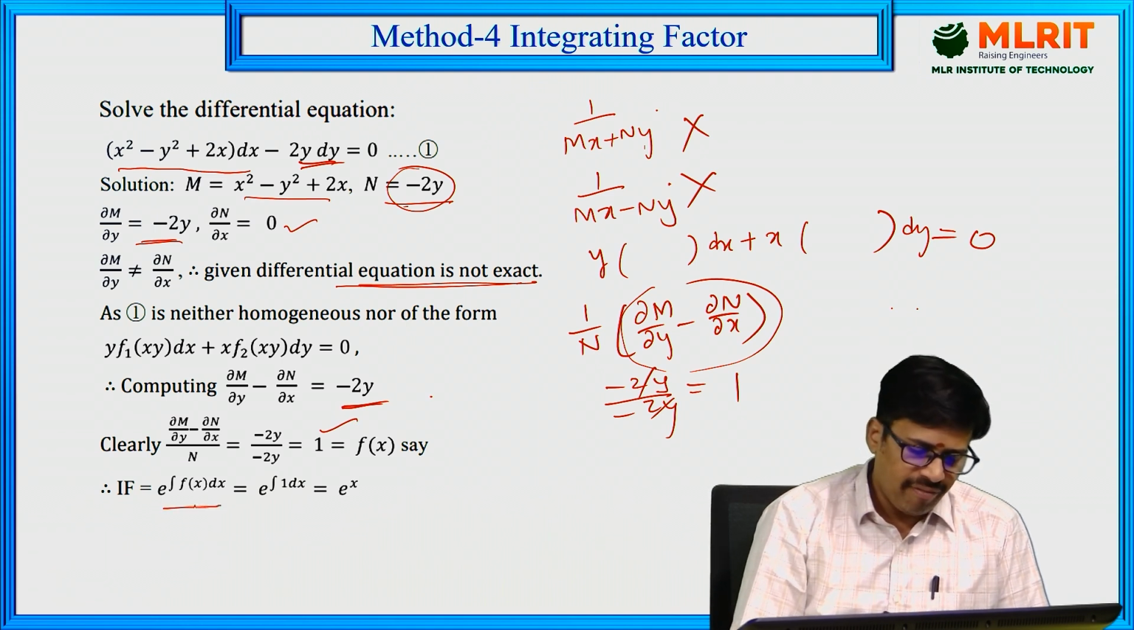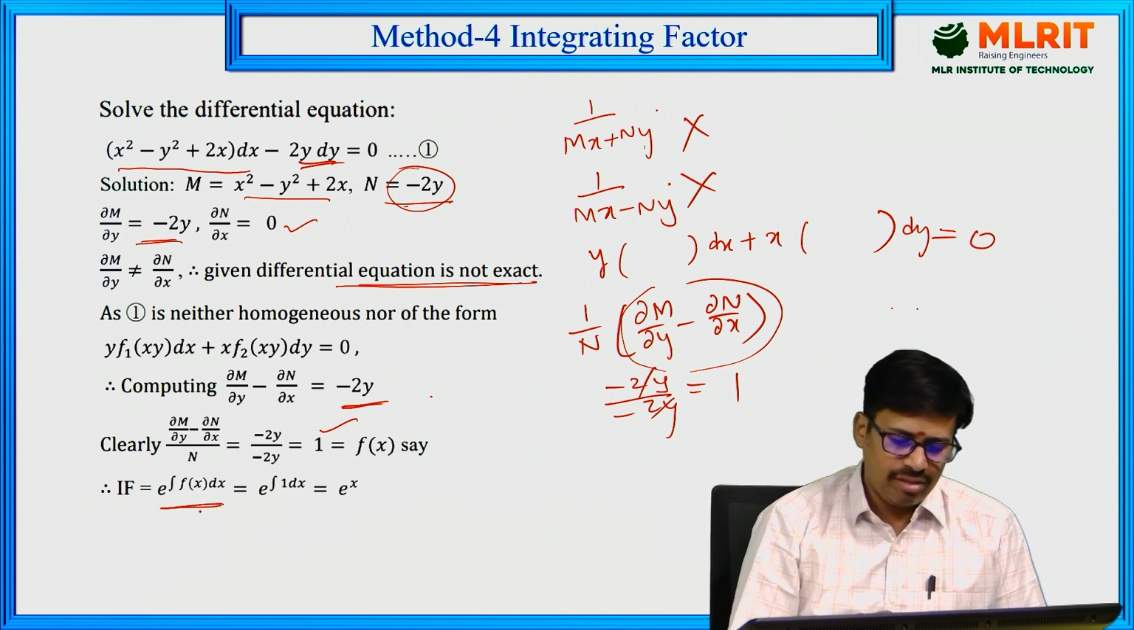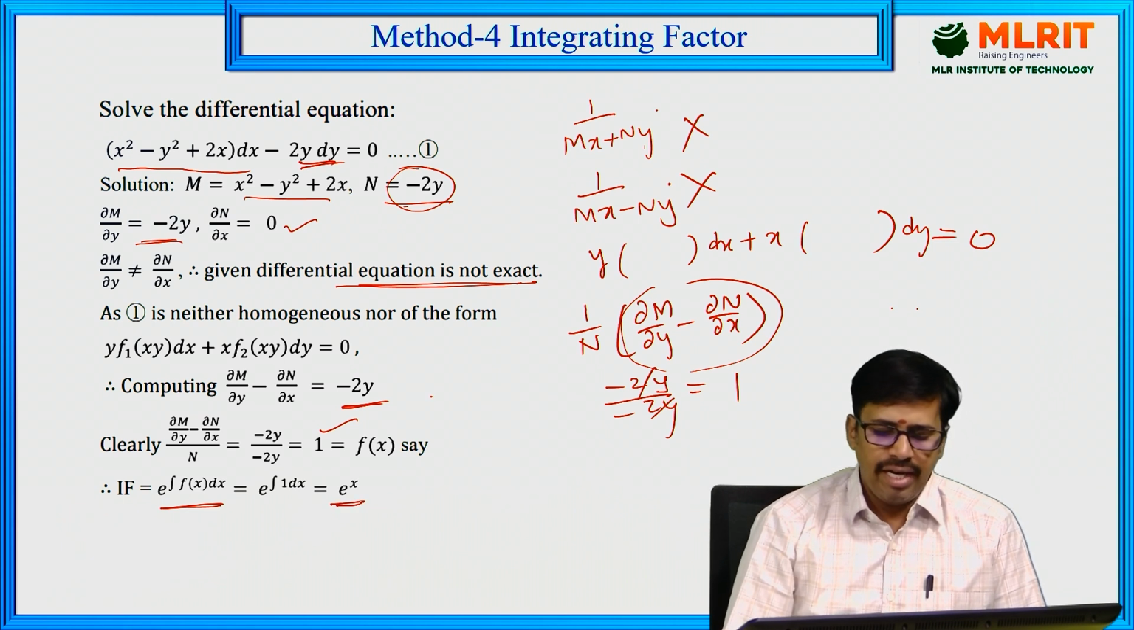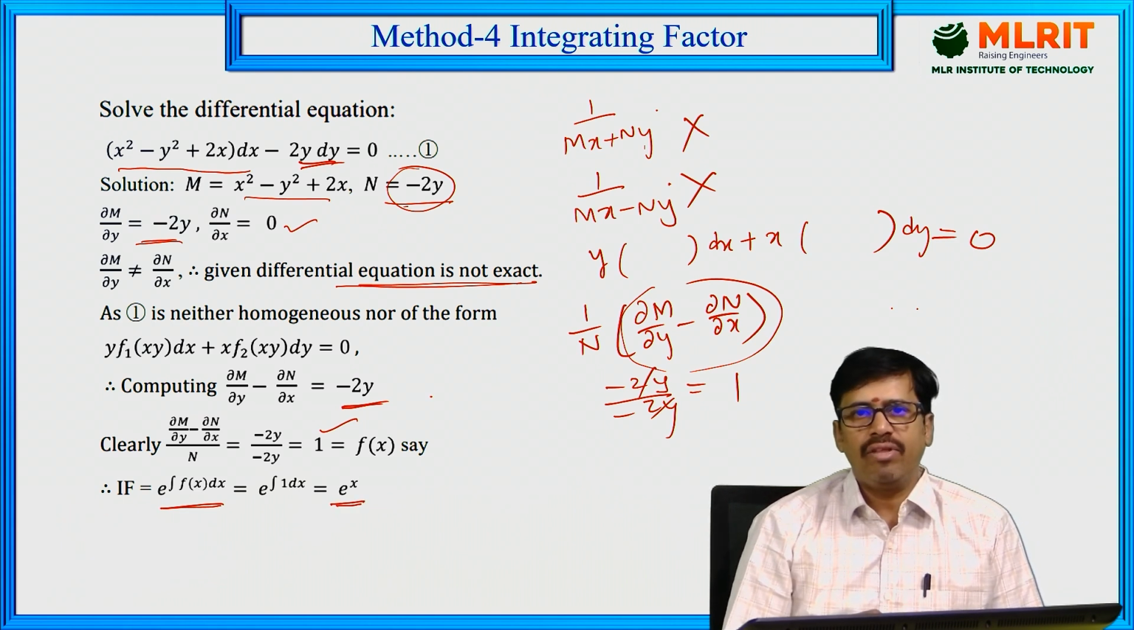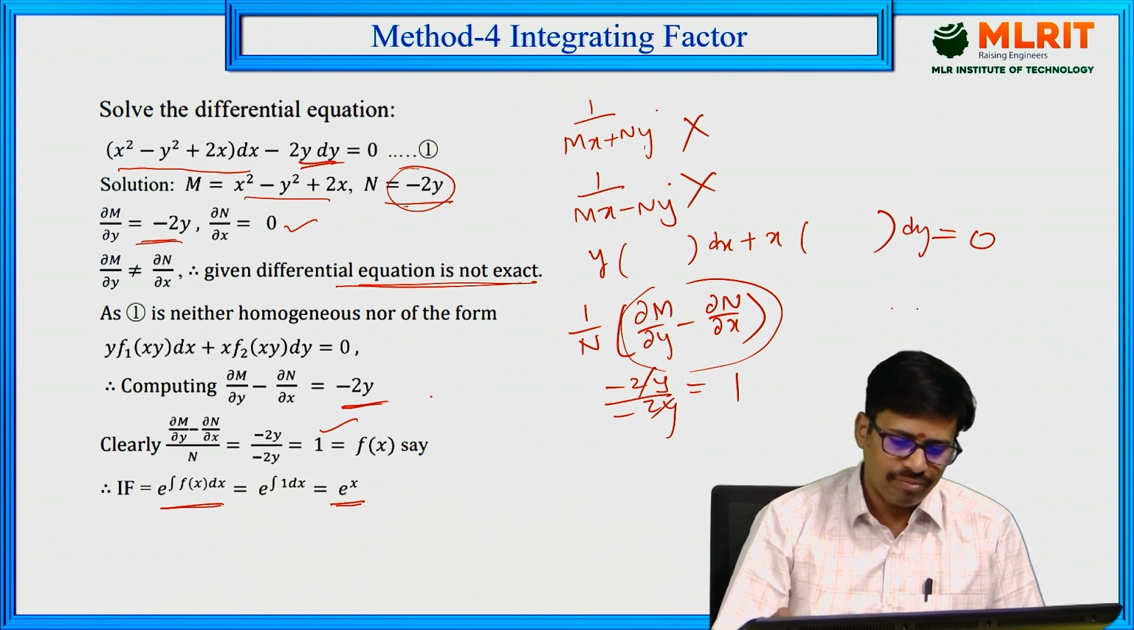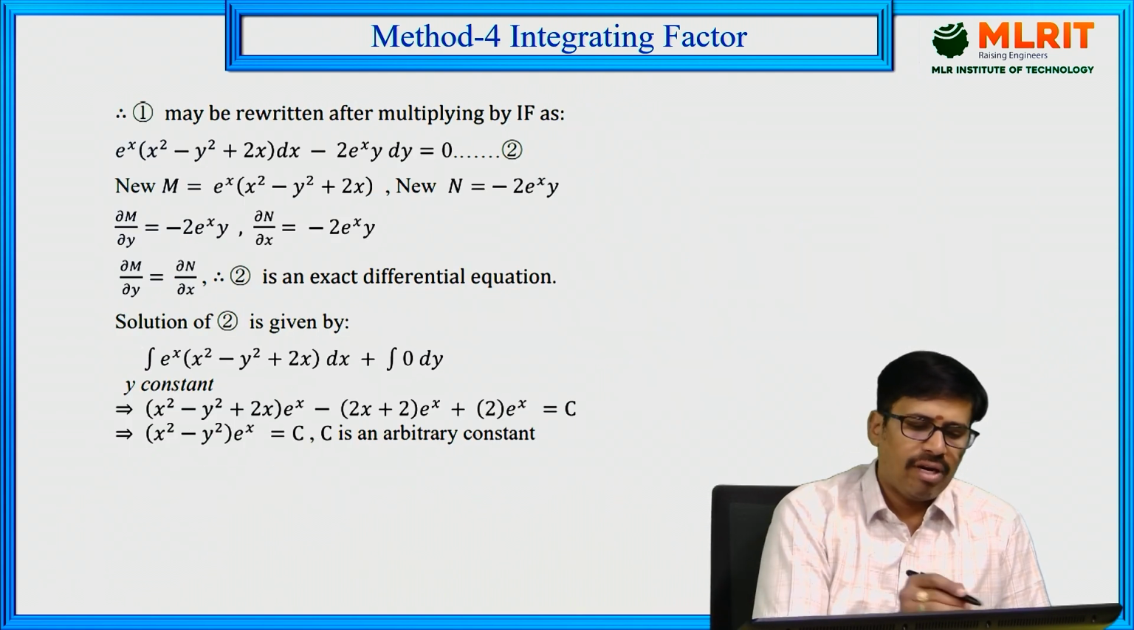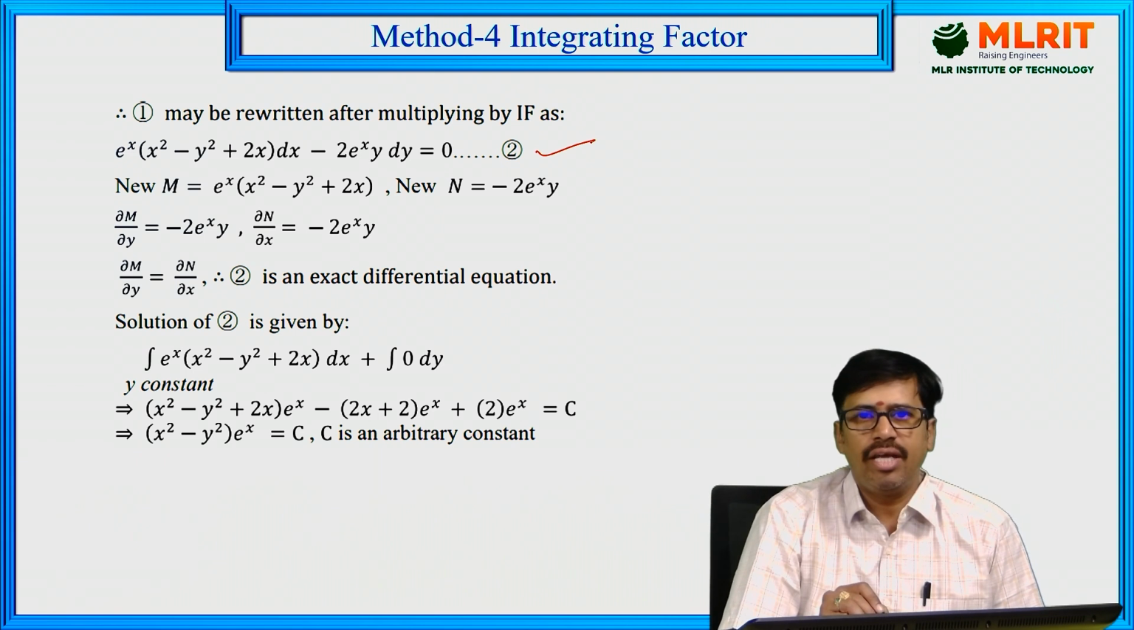Now integrating factor is e power integral f of x dx. So e power integral 1 dx is e power x. This integrating factor we have to multiply with the given equation, then it will be converted into an exact differential equation. So after multiplying, this is how we get the equation.